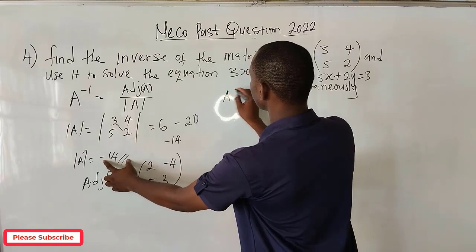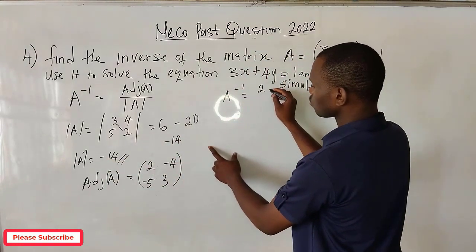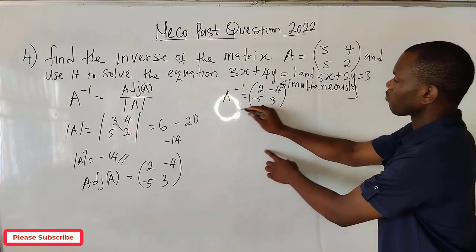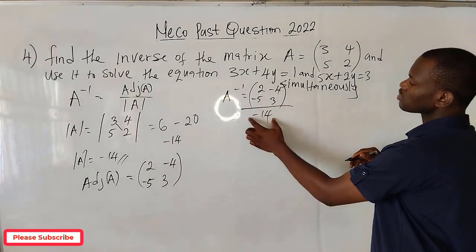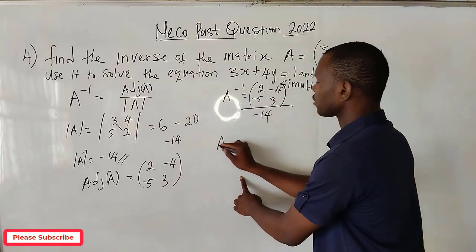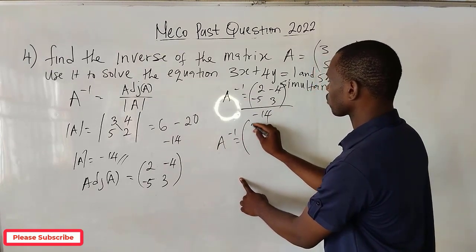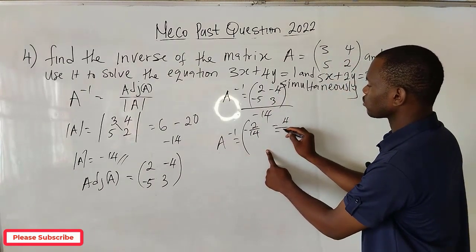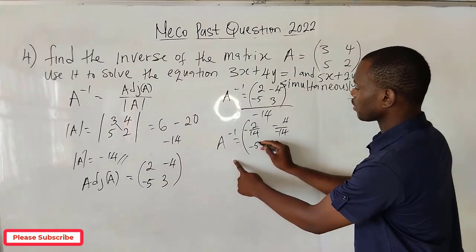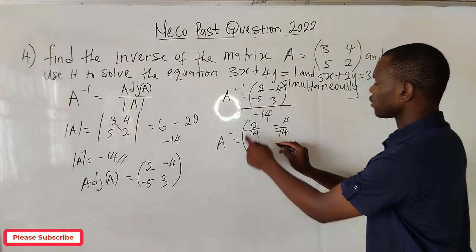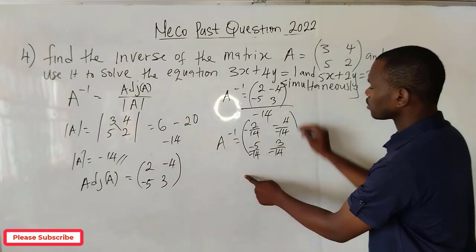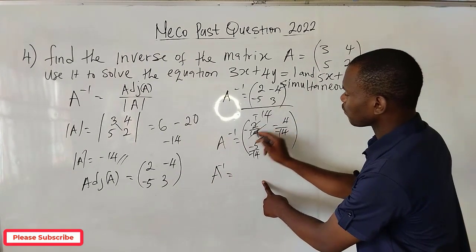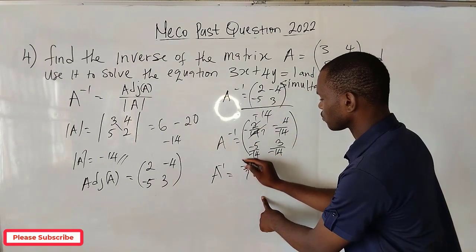I will have my A inverse to be equal to 2, minus 4, minus 5 and 3 over negative 14. Use negative 14 to divide all. I will have my A inverse to be equal to minus 2 over 14, minus 4 over minus 14, minus 5 over minus 14, then 3 over minus 14. Let's break it down. My A inverse will become 2 divided by itself is 1, 14 divided by 2 is 7. So I'll have minus 1 over 7.